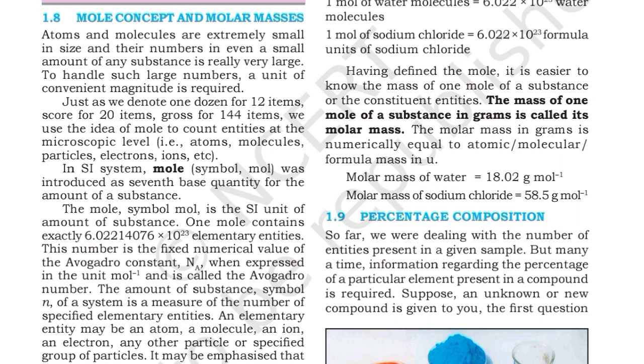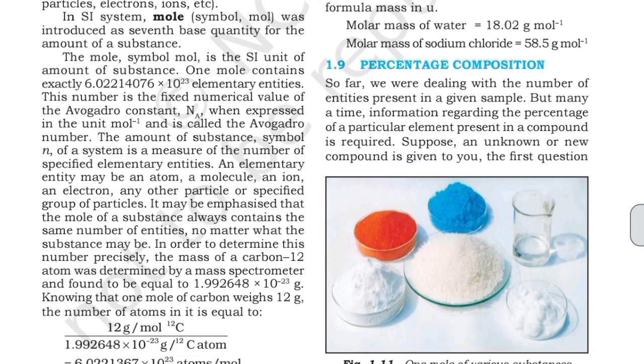In the SI system, mole, symbol mol, was introduced as the 7th base quantity for the amount of a substance. The mole is the SI unit of amount of substance. 1 mole contains exactly 6.022140076 × 10^23 elementary entities. This number is the fixed numerical value of the Avogadro constant, N_A, when expressed in the unit mol^-1, and is called the Avogadro number.